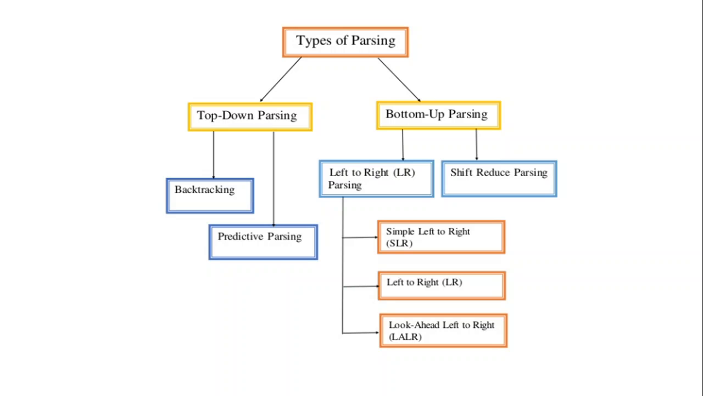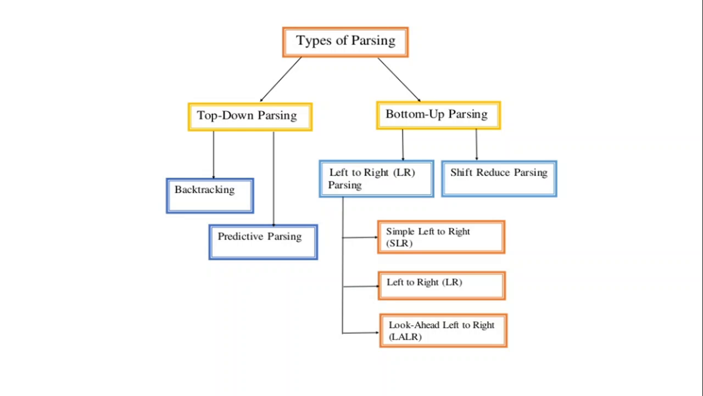Now if we talk about the bottom-up parser, there is LR and SR. We will discuss one technique, shift reduce parsing, and the left to right parsing, that is LR parsing. LR is the only parsing technique which can use ambiguous grammar. The parsing techniques we discuss first do not use any ambiguous grammar, but LR is the only parsing technique which can be used with ambiguous grammar.